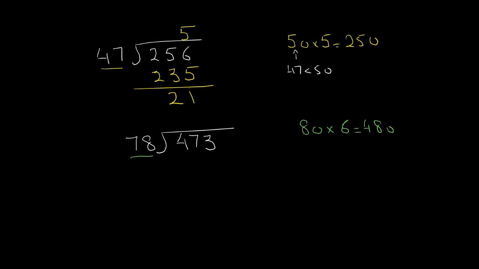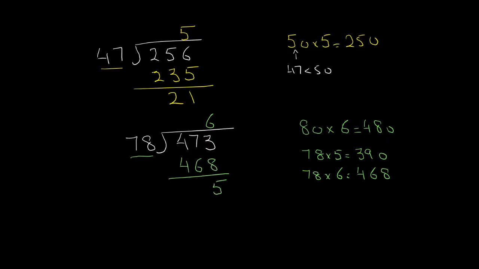So let's just calculate. I can do 78 fives. It turns out 78 fives are equal to 390, and 78 sixes are equal to 468. So I can certainly multiply by 6. I'll get an answer which is 468, and I'll have 5 as a remainder. Hopefully this should all be clear to you. Thank you.